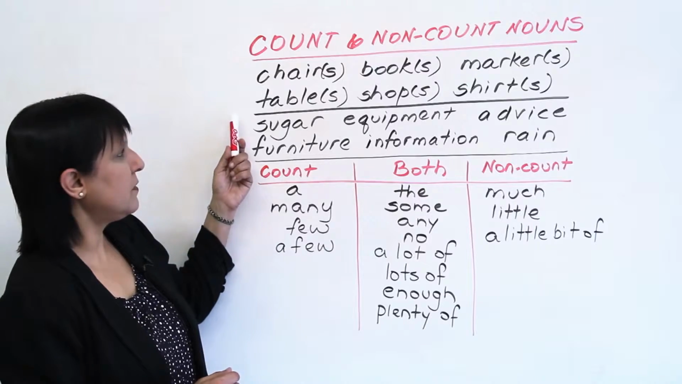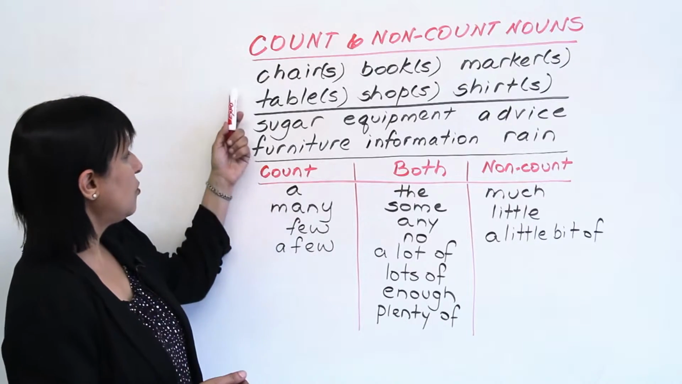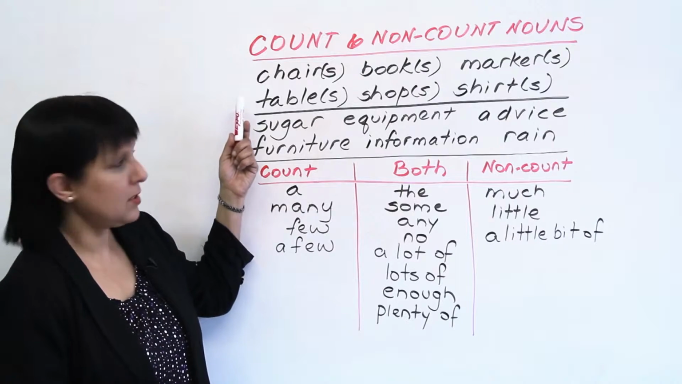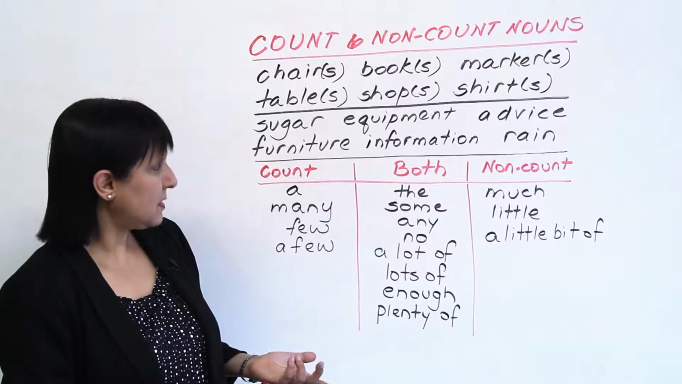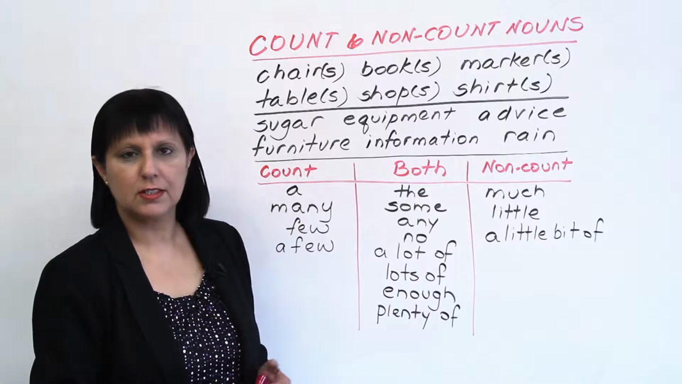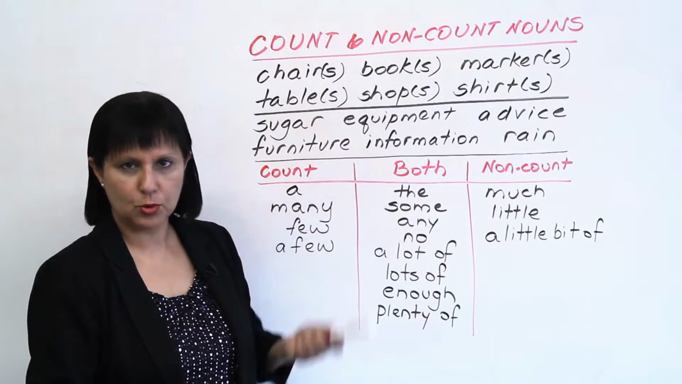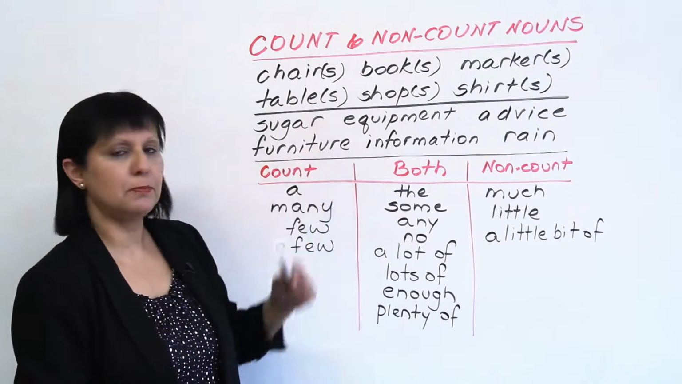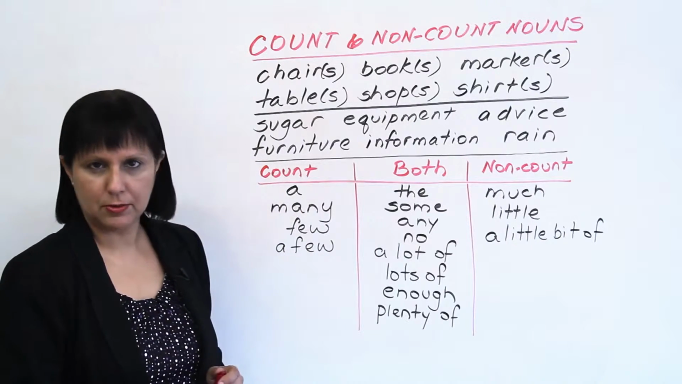Okay. So first of all, let's look at some examples of countable nouns. So countable nouns are things you can count, like chair, chairs, table, tables, books, shops, markers, shirts, okay? They can be singular or plural, all right? And usually the plural form has an S.